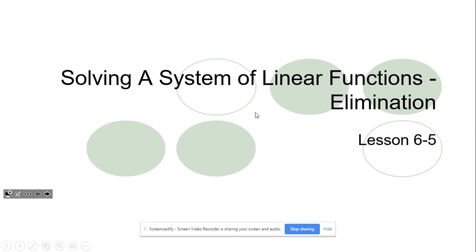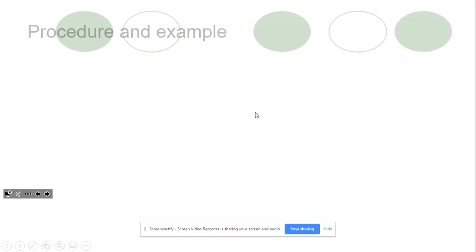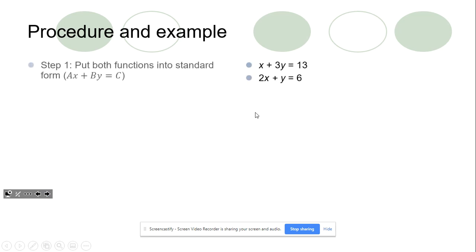This is lesson 6-5, solving a system of linear functions using the elimination method. So this is the second of our methods for solving a system of linear equations algebraically. I'll do the same thing as I did with the last lesson. I'll do a procedure on the left with an example on the right.